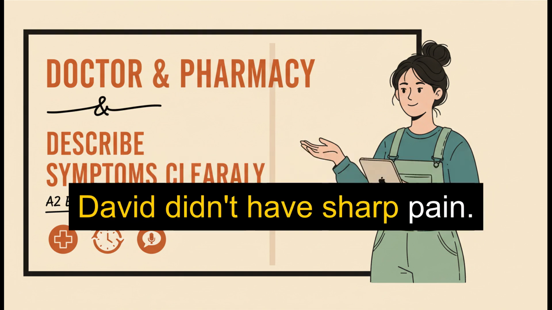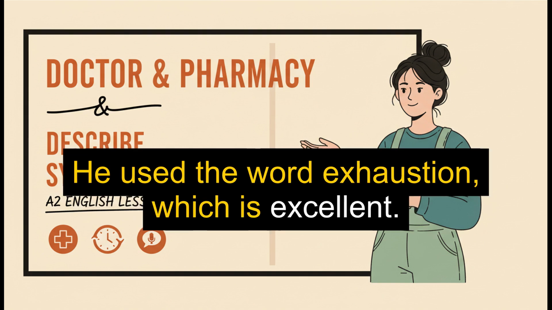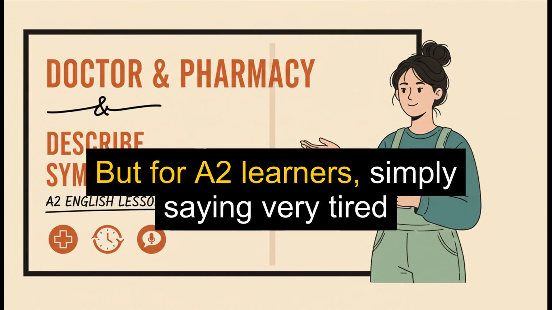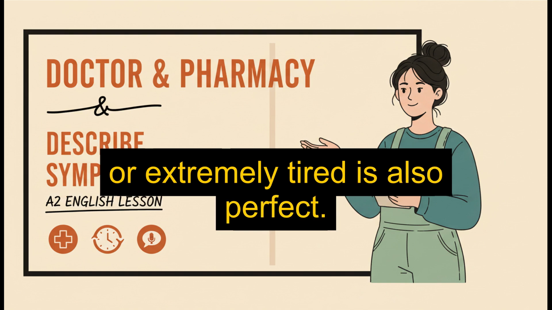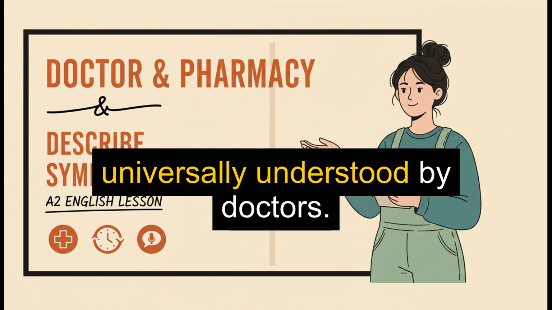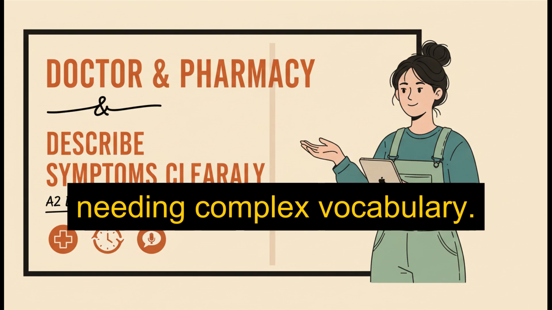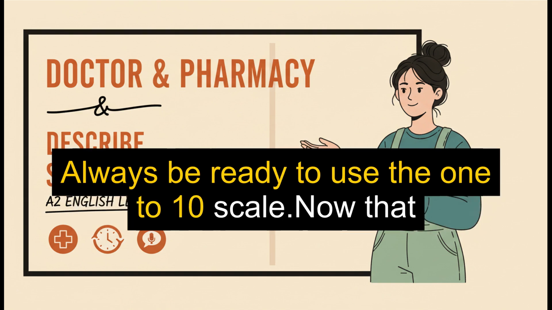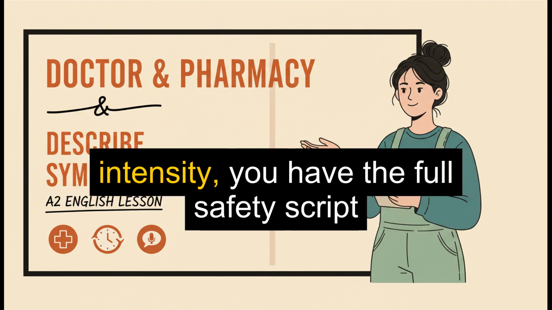David didn't have sharp pain, he had exhaustion. He used the word exhaustion, which is excellent, but for A2 learners, simply saying very tired or extremely tired is also perfect. He also used the 1 to 10 scale, which is universally understood by doctors. This is a brilliant way to communicate intensity without needing complex vocabulary. Always be ready to use the 1 to 10 scale. Now that we have covered the greeting, the duration, and the intensity, you have the full safety script framework.